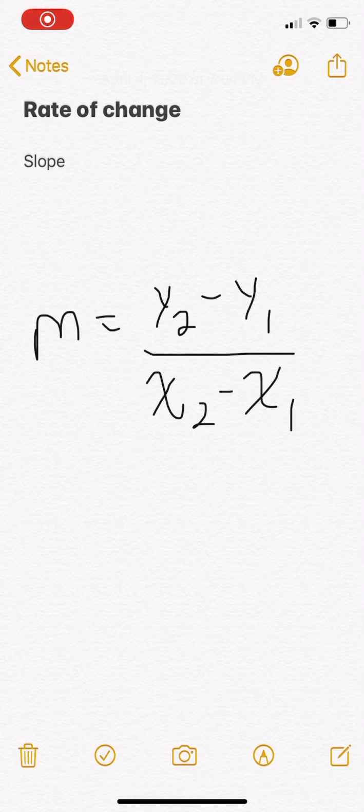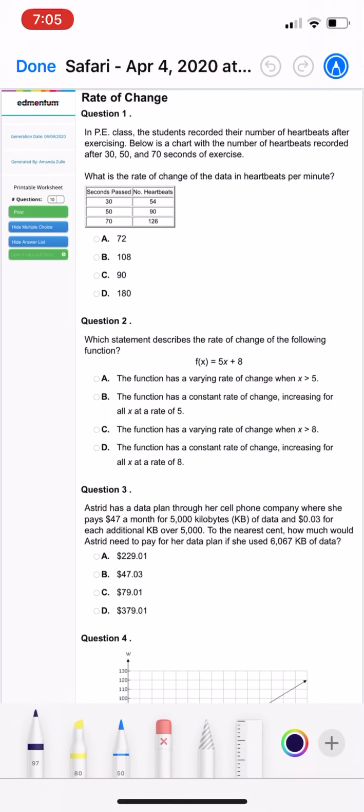Hey everyone, we're going to do some rate of change today. Rate of change is just your slope, so you need to write down this formula that's down here, m equals y2 minus y1 over x2 minus x1, if you don't know it already. So here we go. All right, most of these questions you're going to be utilizing that formula.